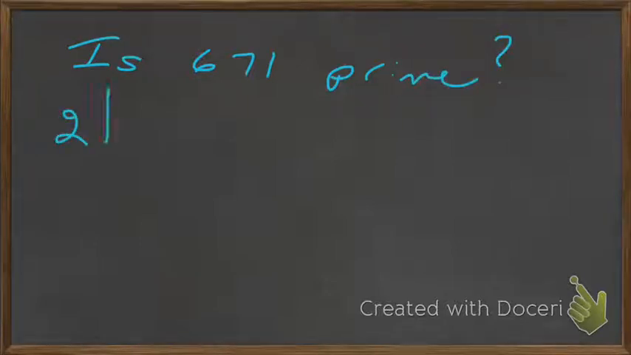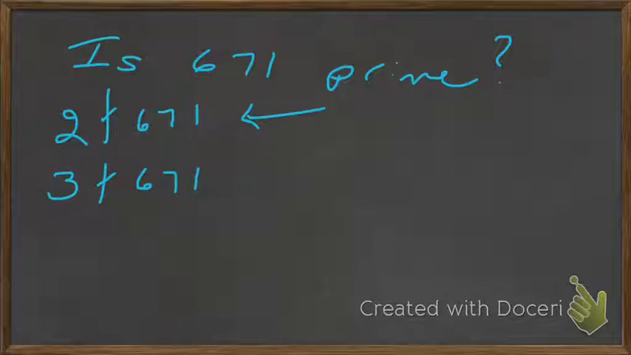Now, 2 does not divide 671, and this is the symbol for does not divide, because you have a remainder or a decimal. 3 does not divide 671. Remember your rules for divisibility. 671 doesn't end in 0, 2, 4, 6, or 8. If I add those digits 6, 7, and 1, that sum, 14, is not divisible by 3. As for 5, 5 does not divide 671. The number does not end in 0 or 5.